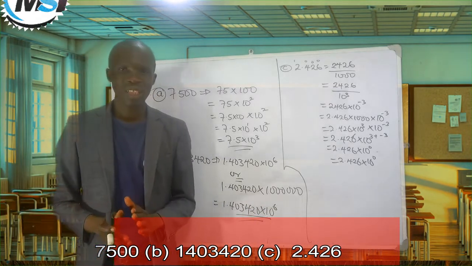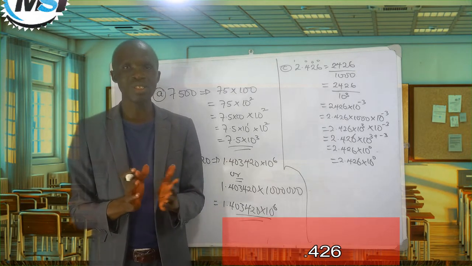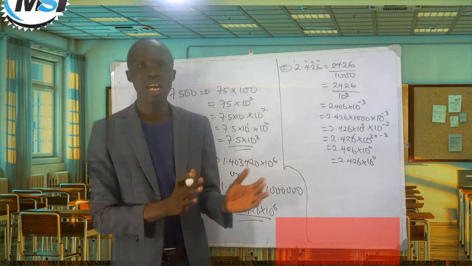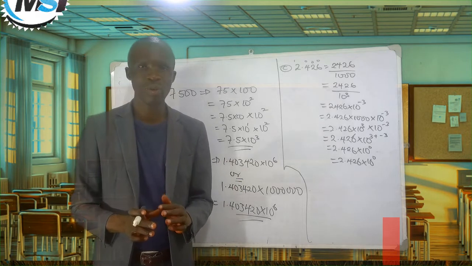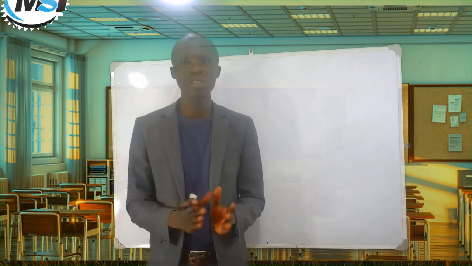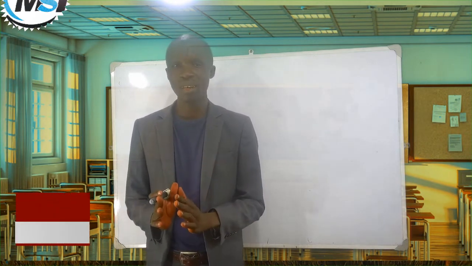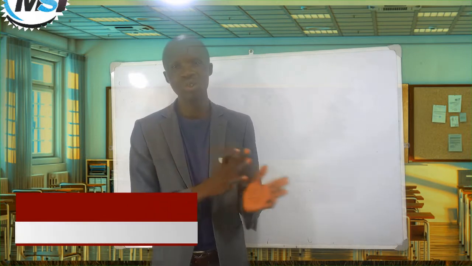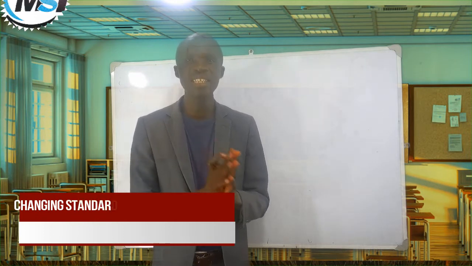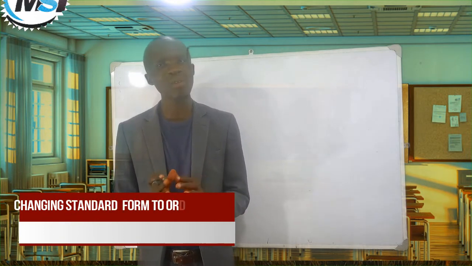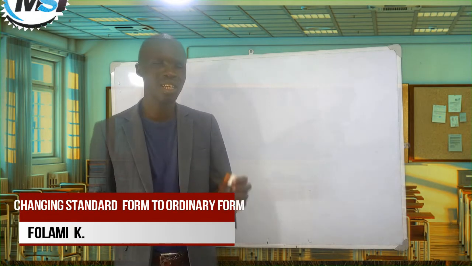Now before we leave this class, I want to teach you, remember this is just the revision of what we did in our GSS3 class. Now I want to solve more questions with you. Now we want to see how to change standard form to ordinary form. What we did before was how to express an ordinary number in standard form. So now we want to look at how to change from standard form to ordinary form.